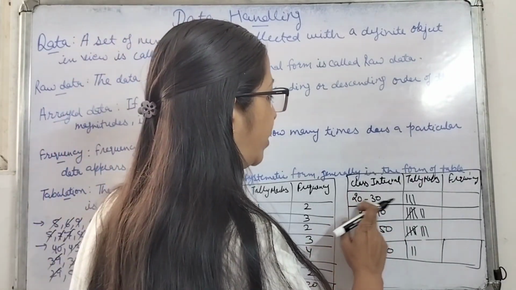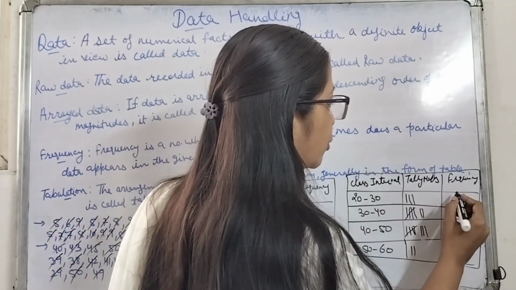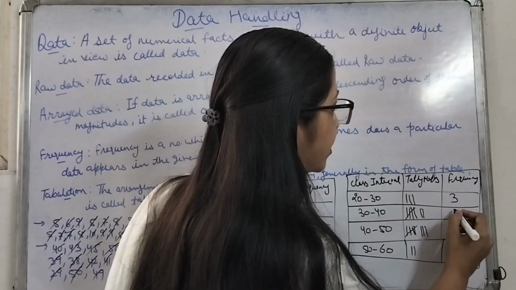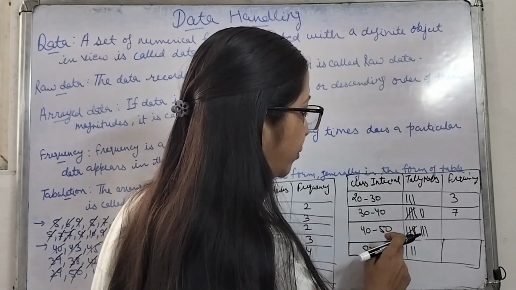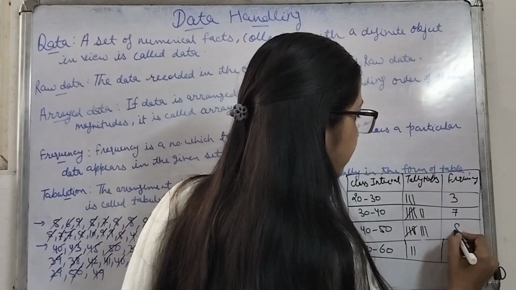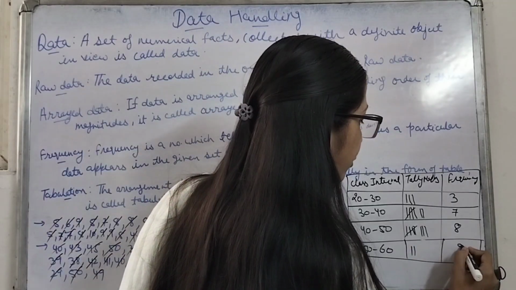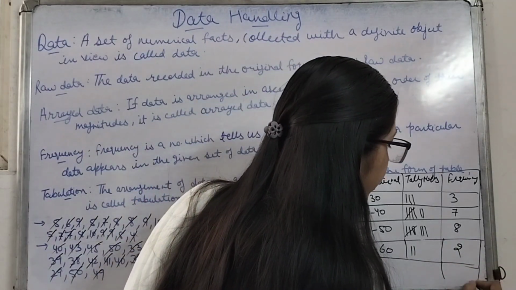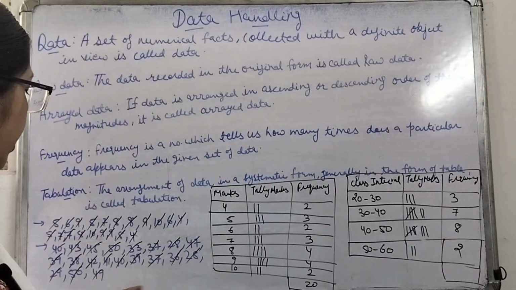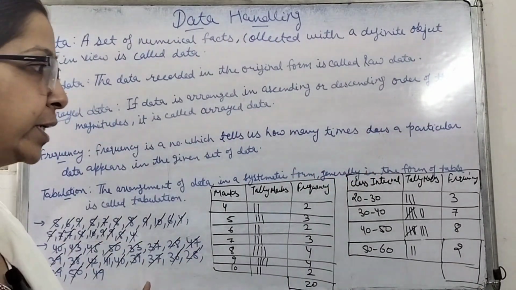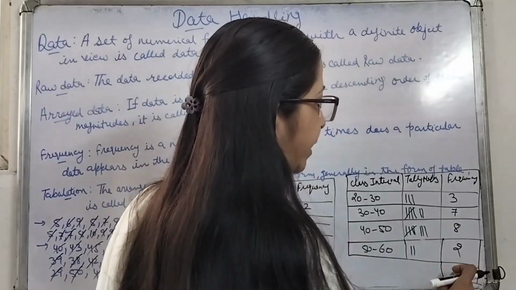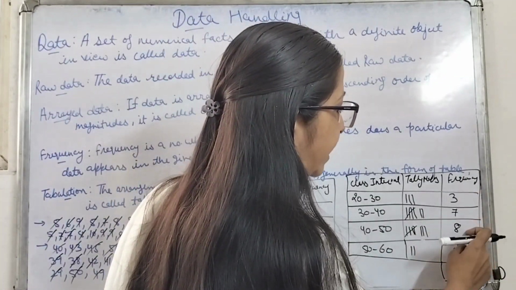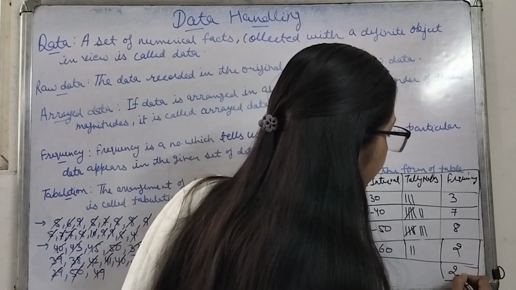Now we can see from 20 to 30 how many students are there? 3. So frequency will be 3 here. 30 to 40 range, it is 5 and 2, 7. 40 to 50, it is 5, 3, 8. And 50 to 60, it is 2, so it will be here. So what should the total be? Total should be 20, because the total number of students is 20. Sum of the frequency should be 20. So 7 and 3, 10, 10 and 8, 18, 18 and 2 is 20.